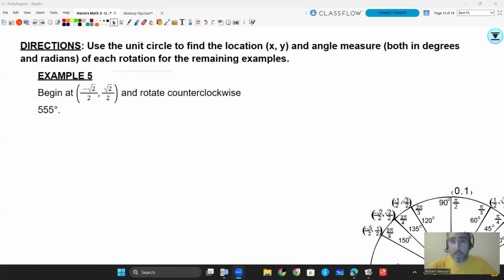In this example, we're going to begin at the coordinate (-square root of 2 over 2, square root of 2 over 2). We're going to rotate counterclockwise, which means to add 555 degrees. So let's think about where we're starting at. Well, it's going to be negative, positive, so I know it's going to be in quadrant 2. So notice that they're both the same coordinate. That's going to put you right in the center here. Okay, so that coordinate on the unit circle, draw this out quick.